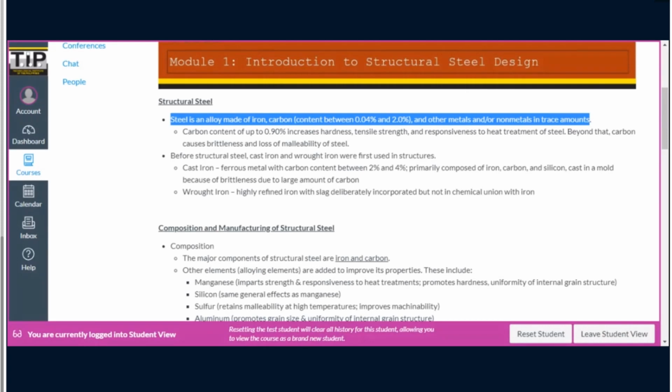Okay, so there are many types of steel that we use. However, we will only be talking about structural steel, the ones used in building construction.